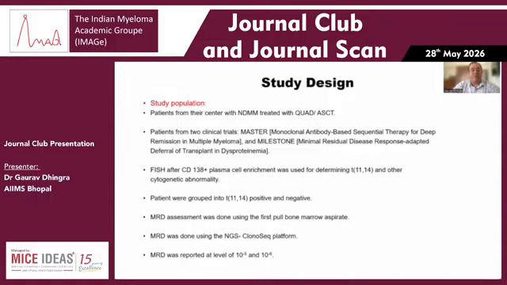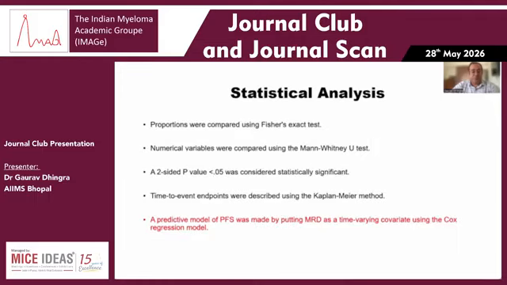MRD assessment was done using the first full bone marrow aspirate. MRD was done using the NGS clonoSEQ platform, and MRD was reported at 10 to the minus 5 and 10 to the minus 6 level. The statistical analysis included the following tools: a predictive model of PFS was made by putting MRD as a time-varying covariate using a Cox regression model.